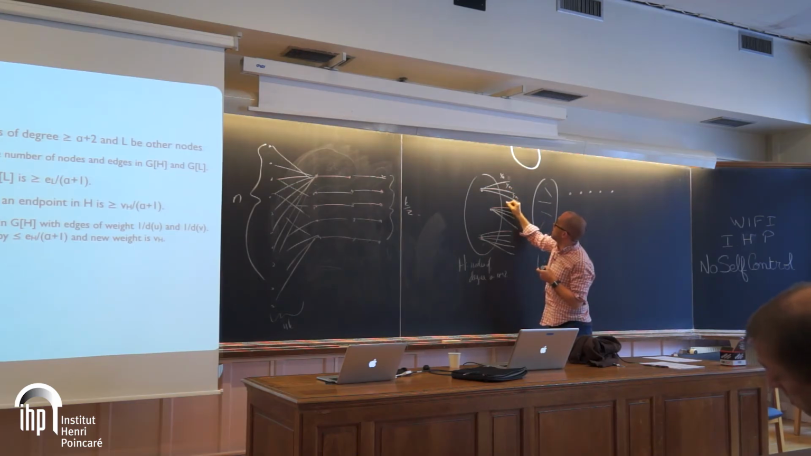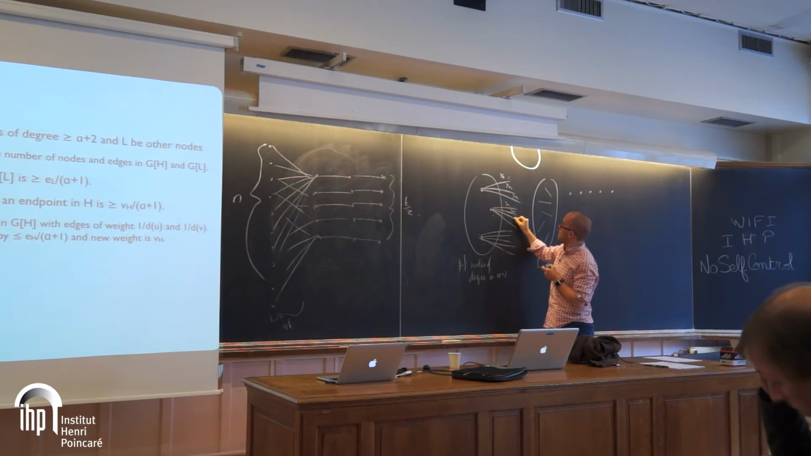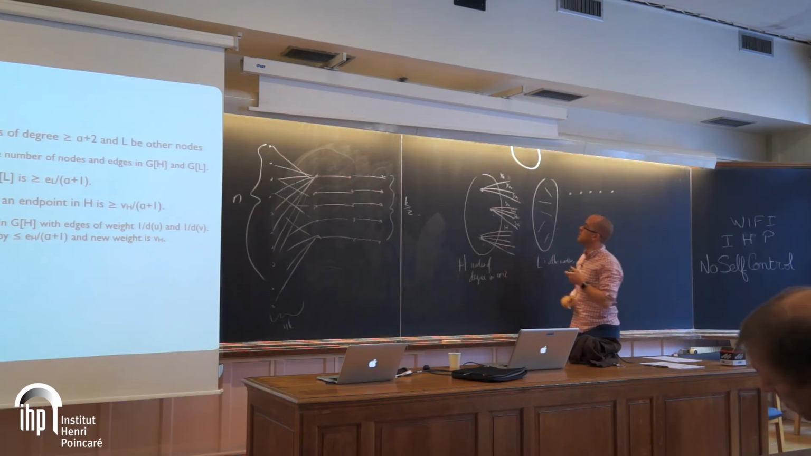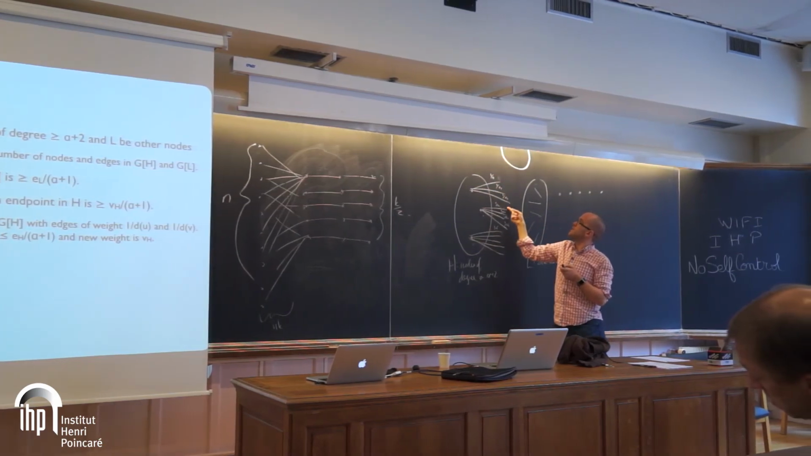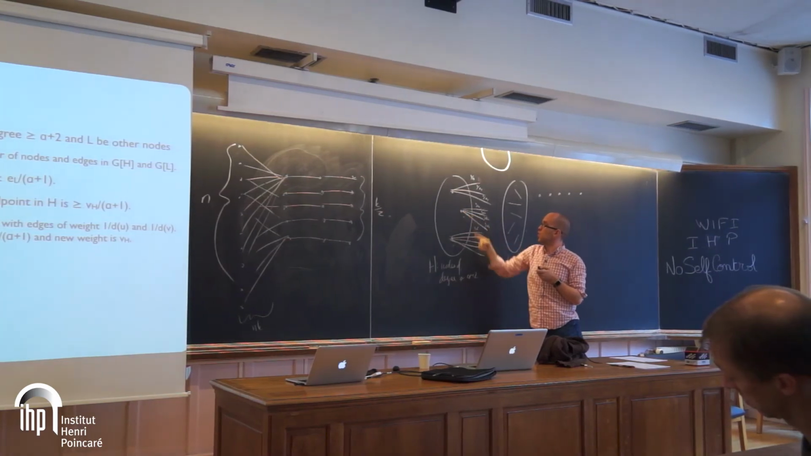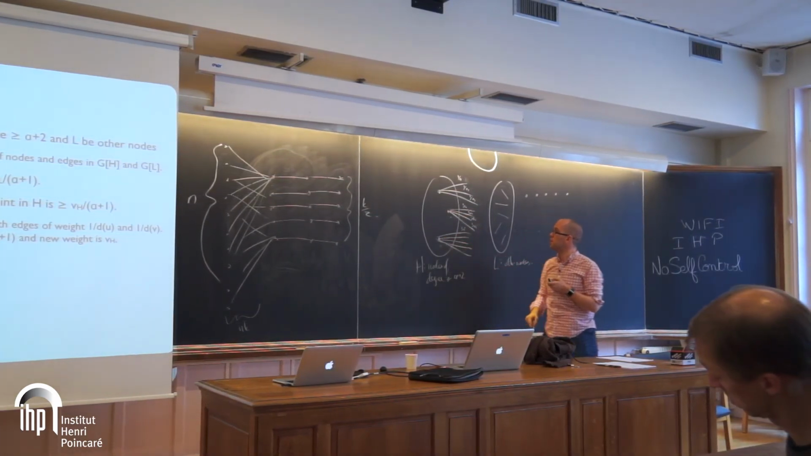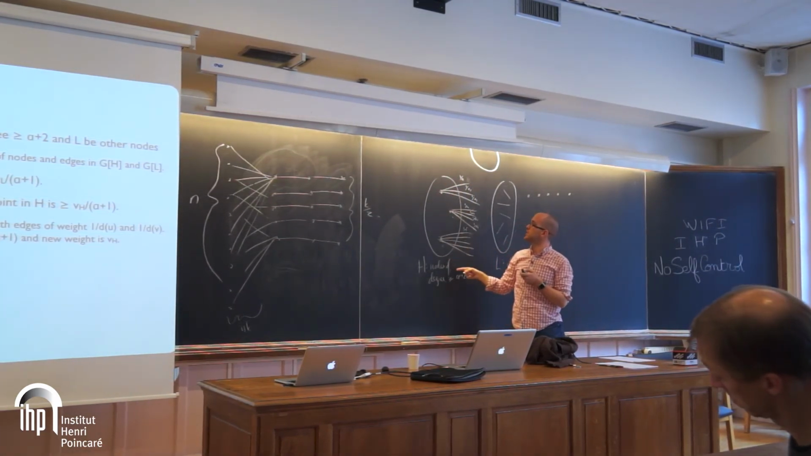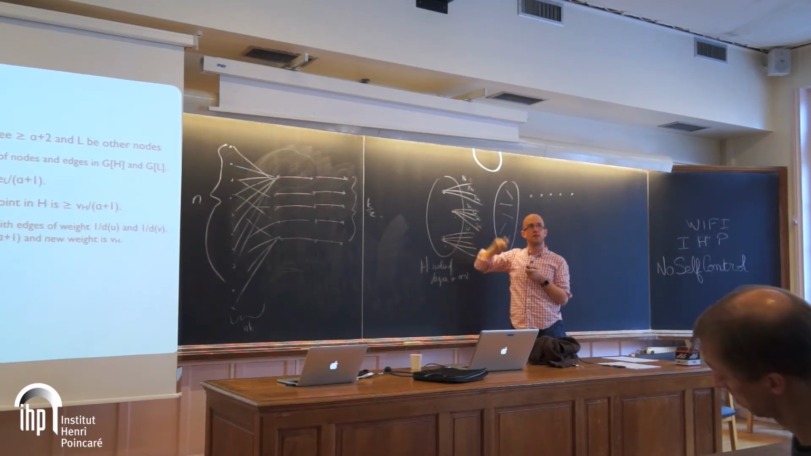OK? Let's pretend for a second there's no edges within H. So all these degrees are smaller than the degrees here. If I have a node of degree 3 here, each of these edges is going to get weight 1 over 3. Each of these edges is going to get weight 1 over 4, because the degree is 4. And similarly, 1 over 5, etc.